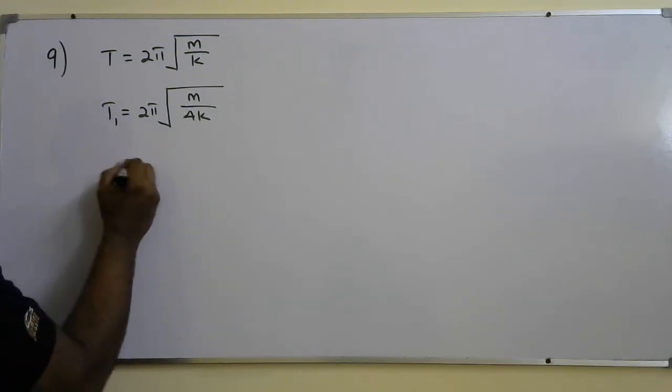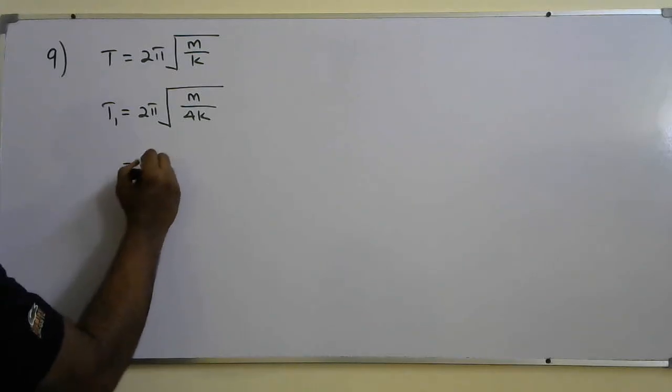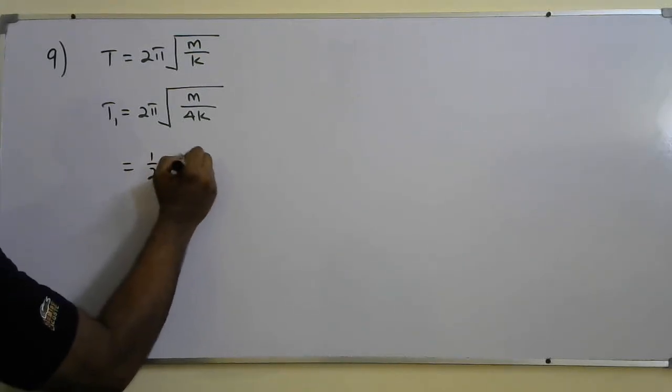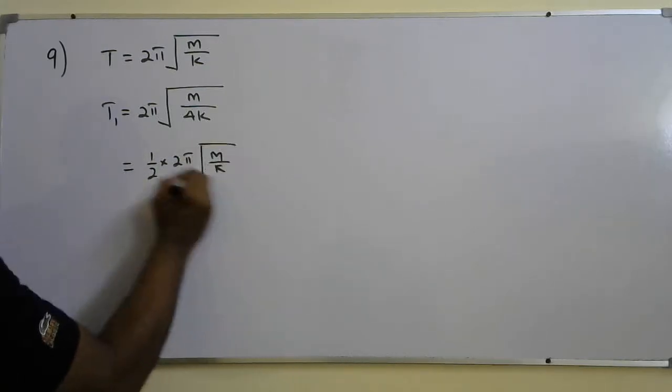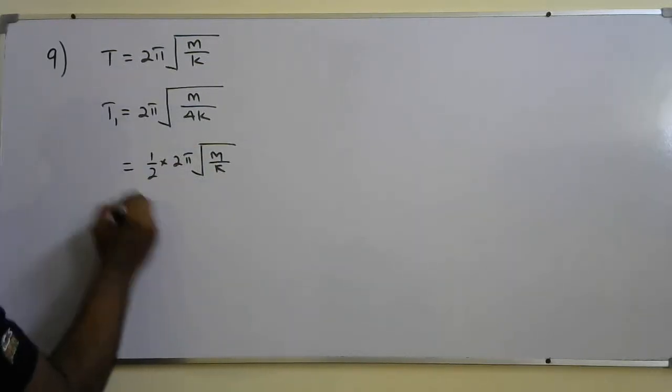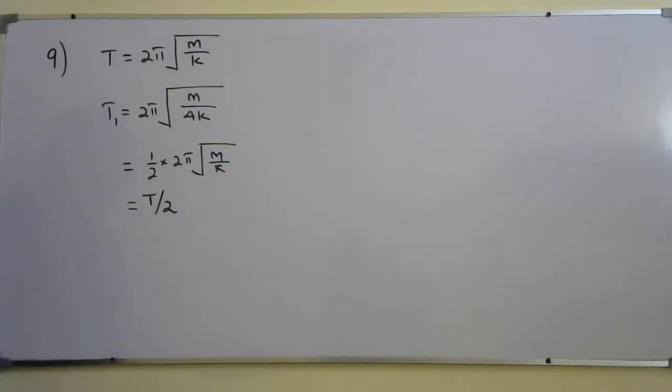So I can write this mathematically. The 4, when I take it outside of the square root, becomes half, times 2 pi square root of m over k. 2 pi square root of m over k is T. So T1 equals T by 2. The correct answer is B.